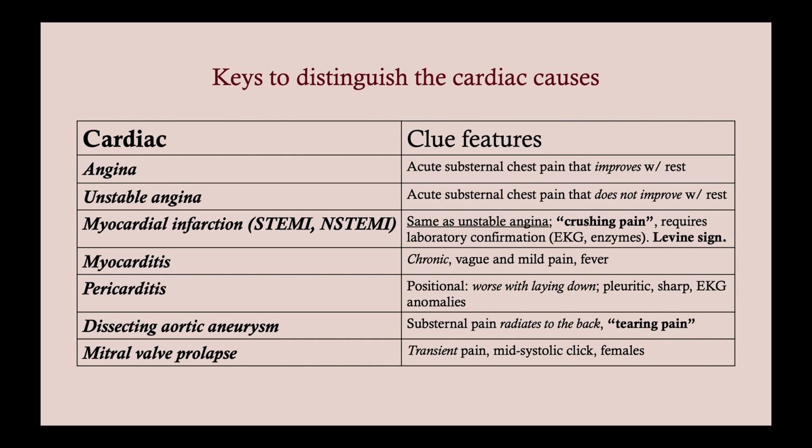Another useful sign is something called Levine sign. And Levine sign is where they point to the pain with their fist, not with a palm, not with a finger, but with a fist. And what they're really telling you is that it's a crushing pain. What do you crush things with? You crush things with your hand, and you make a fist when you crush it. Well, when they're pointing to their chest with their fist, that's Levine sign, and that's associated with MI.